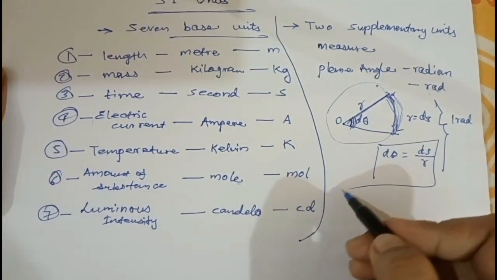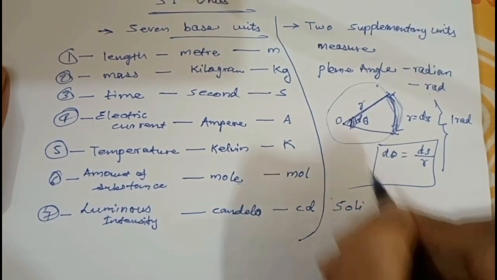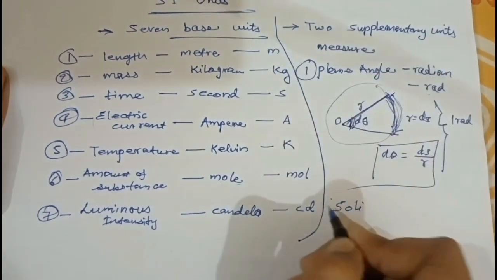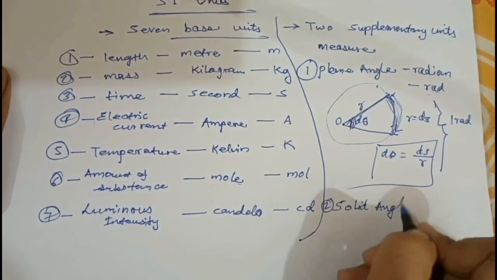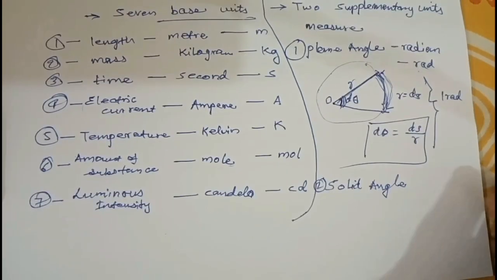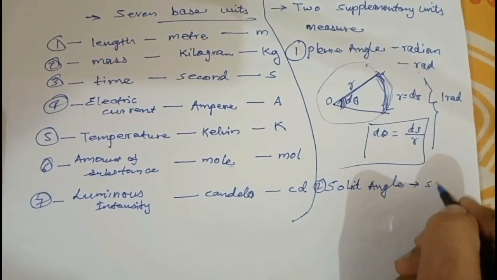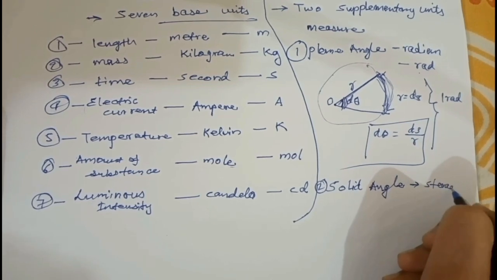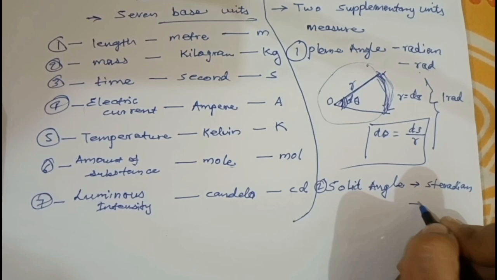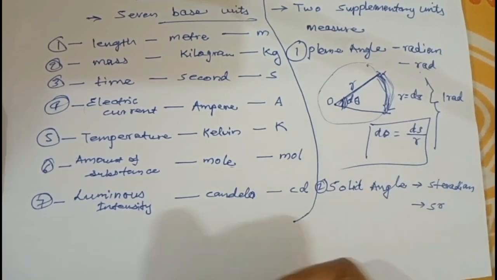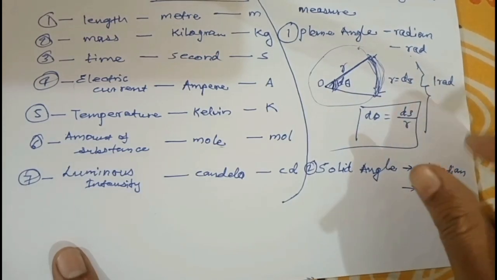Now we can say solid angle. This was the first supplementary unit. Second supplementary unit is solid angle. Solid angle is measured in steradian. It is abbreviated as sr. Okay. Solid angle. The name confirms it is solid.